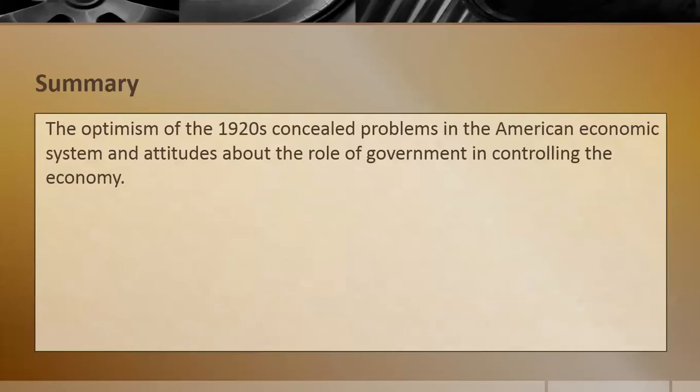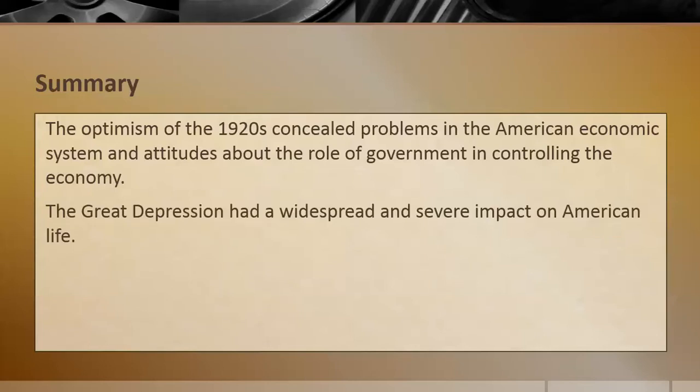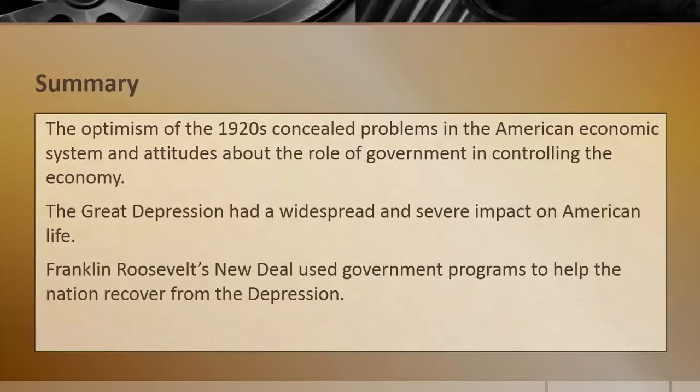So in summary, the optimism of the 1920s concealed problems in the American economic system and attitudes about the role of government in controlling the economy. The Great Depression had a widespread and severe impact on American life, and Franklin Roosevelt's New Deal used government programs to help the nation recover from the Depression. And that is it for this lecture.